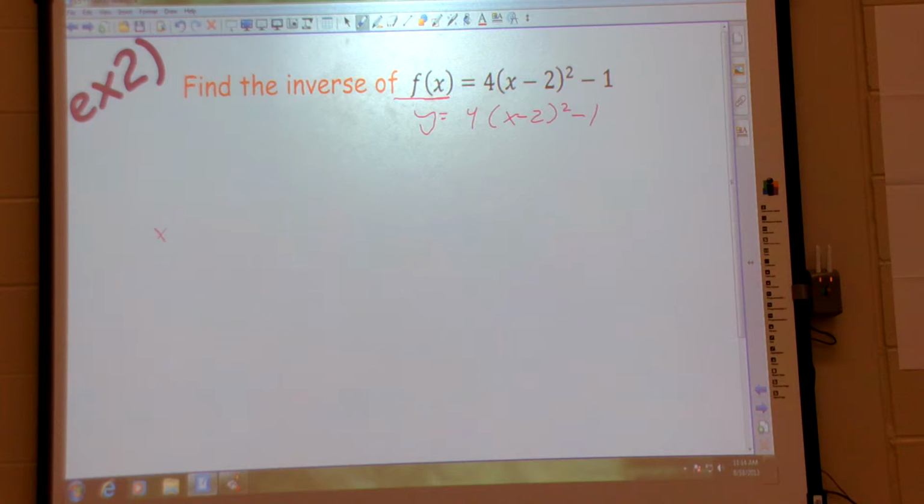Okay. So I have one x, and what do I do to x? Well, I'm subtracting 2, then I'm squaring it, then I'm multiplying by 4, subtracting 1, and I get y. Then I add 1, divide by 4, square root plus or minus, and we'll talk about that in a second, plus 2.